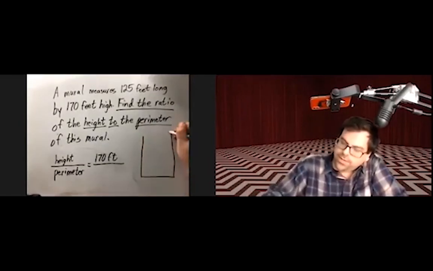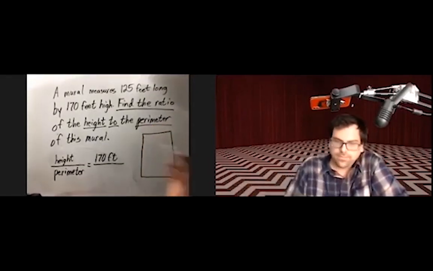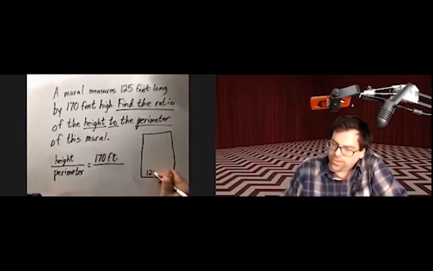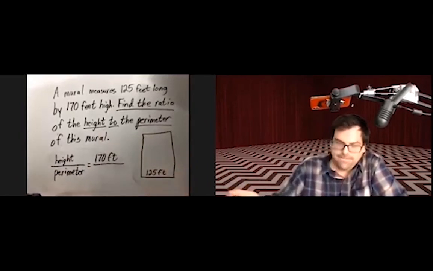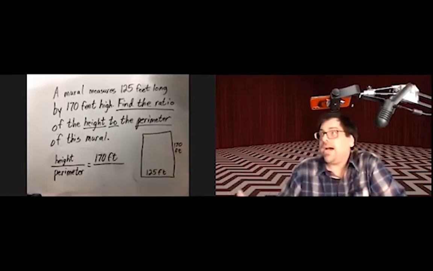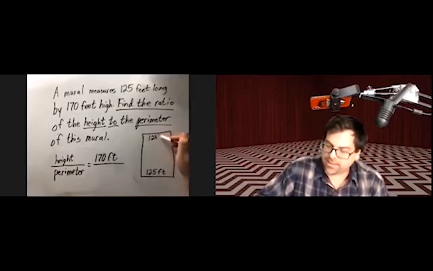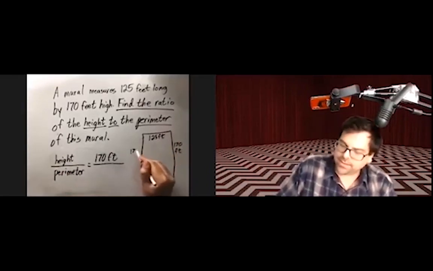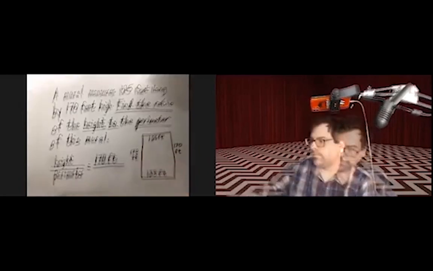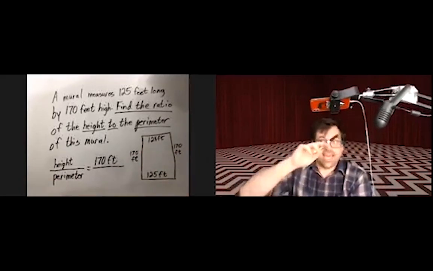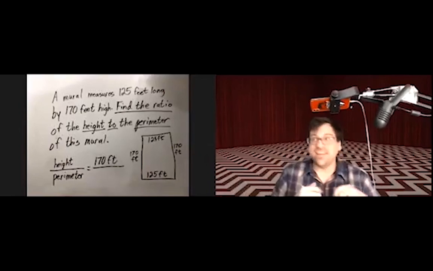Let's draw the picture. Measures 125 feet long by 170 feet high. How do we find the perimeter? We add the sides.